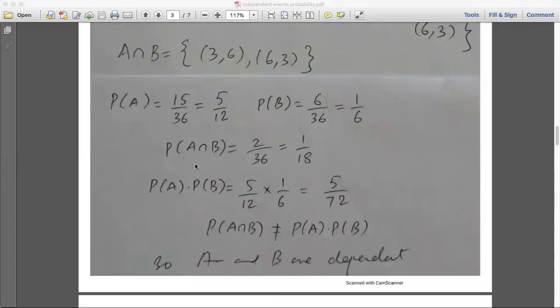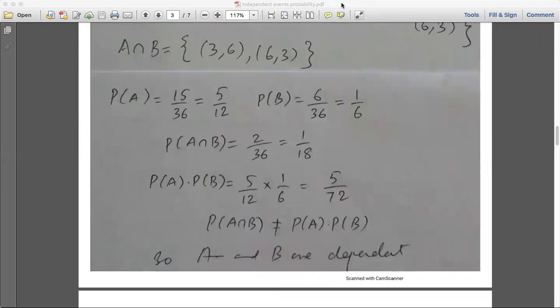Now by using the formula, as you can see here, what is the formula? On the right hand side we need the product of probability of A and probability of B, and when we find the product of probability of A and probability of B, it is 5 by 72. So you can see that these two values are not the same. When the two values are not the same, left hand side is not equal to right hand side.